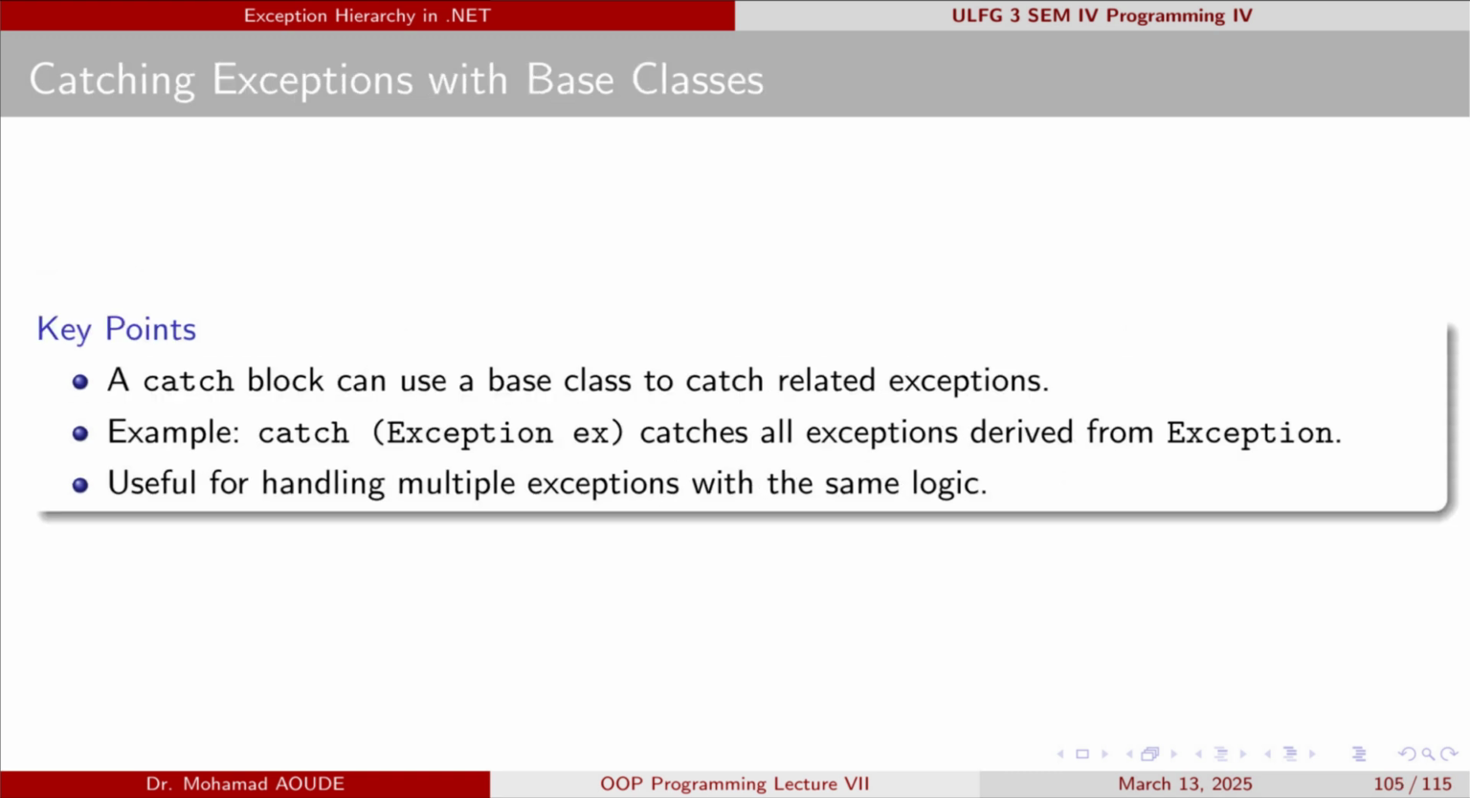You can simplify error handling by catching exceptions with their base class. For example, catch (Exception x) will handle any exception that derives from Exception. This is useful for generic fallback handling or logging. Just remember, always catch specific exceptions first, then use a general block.